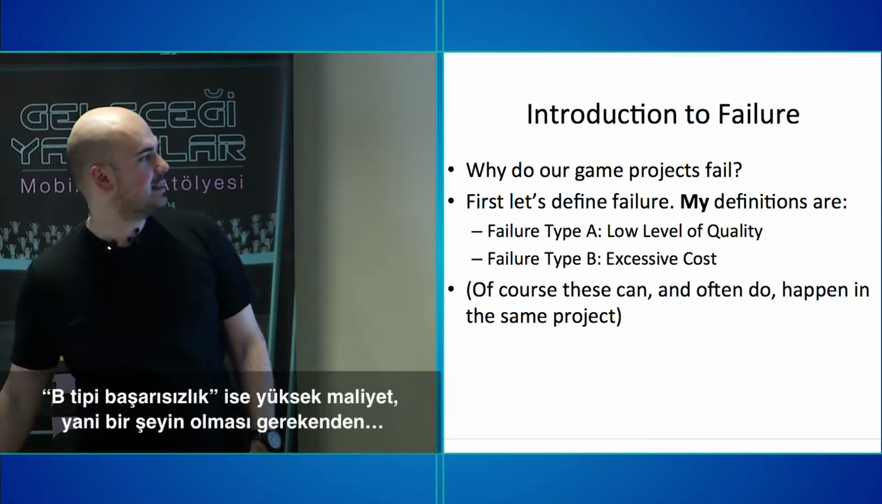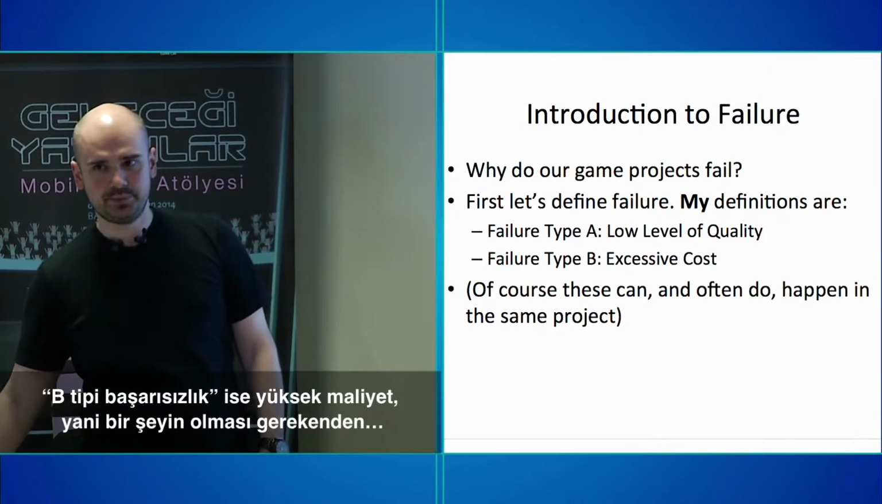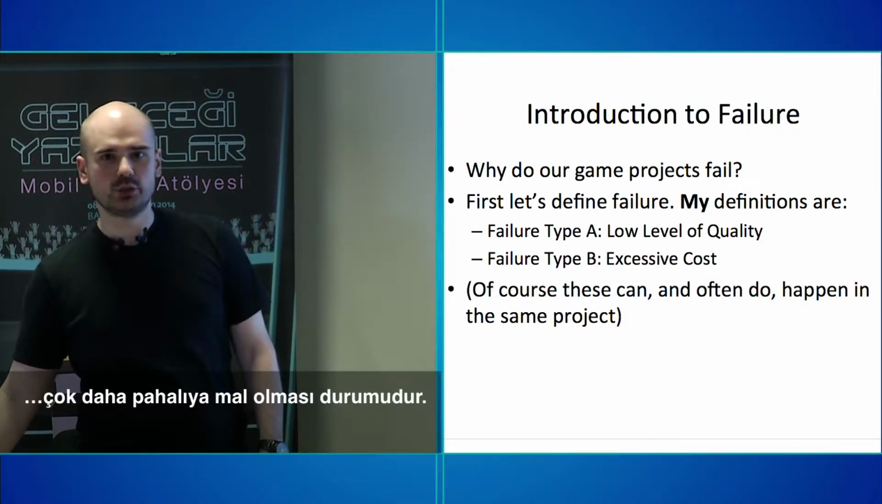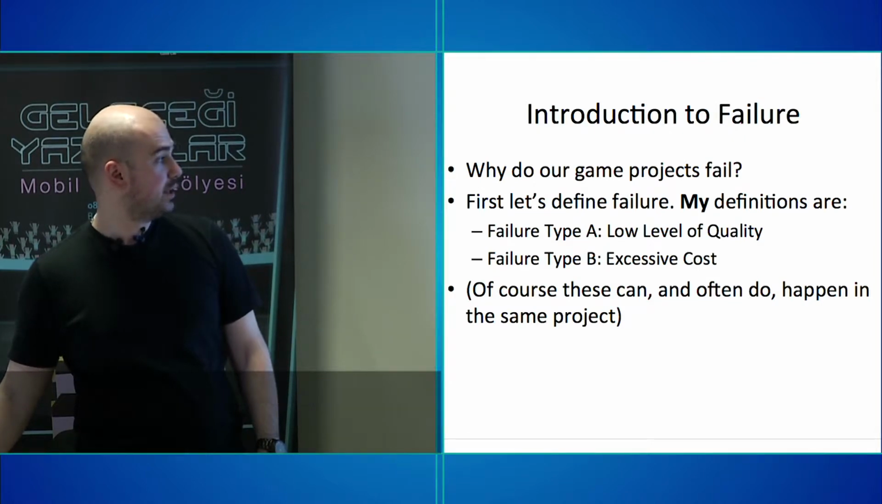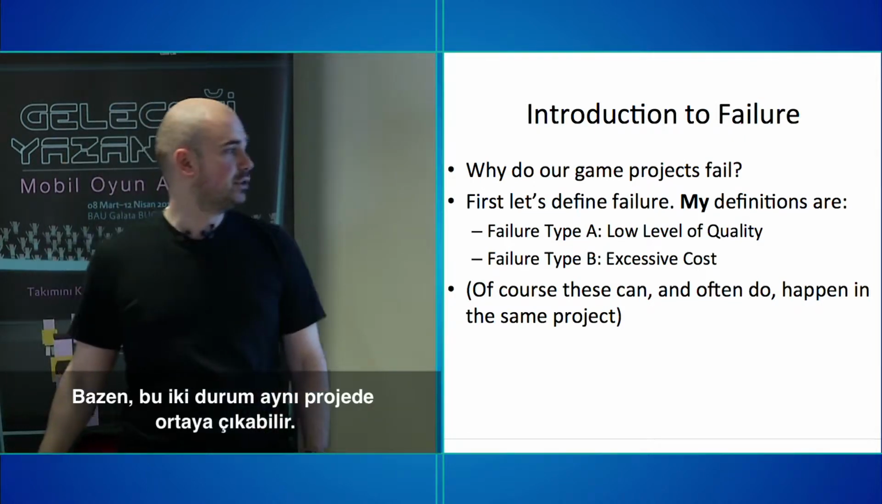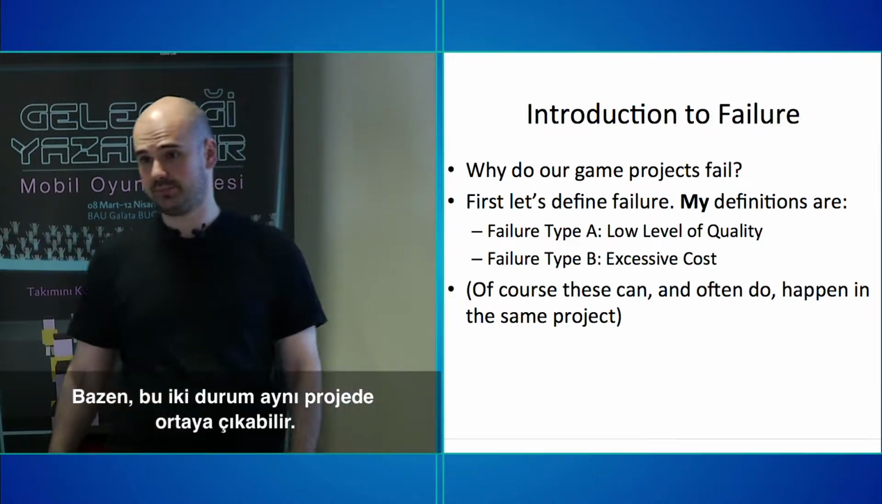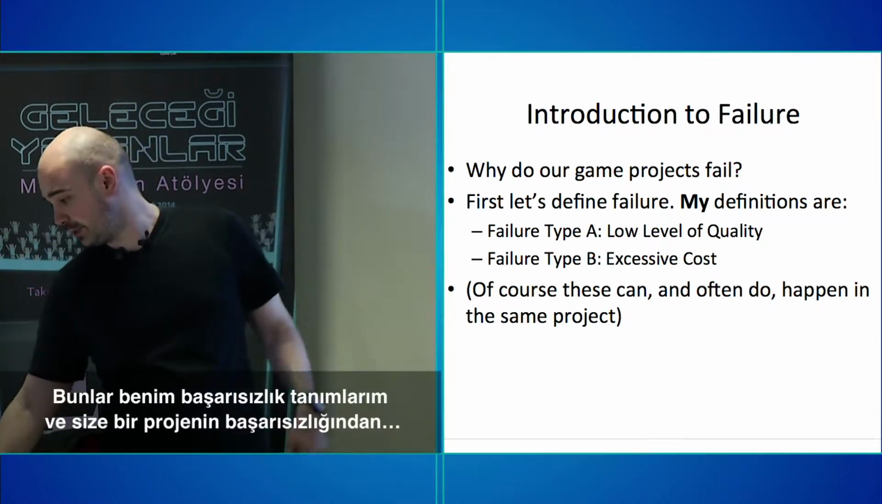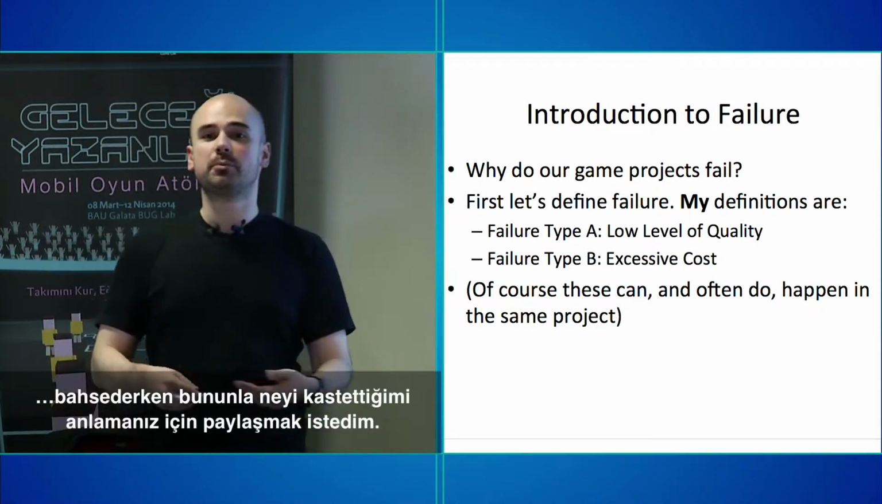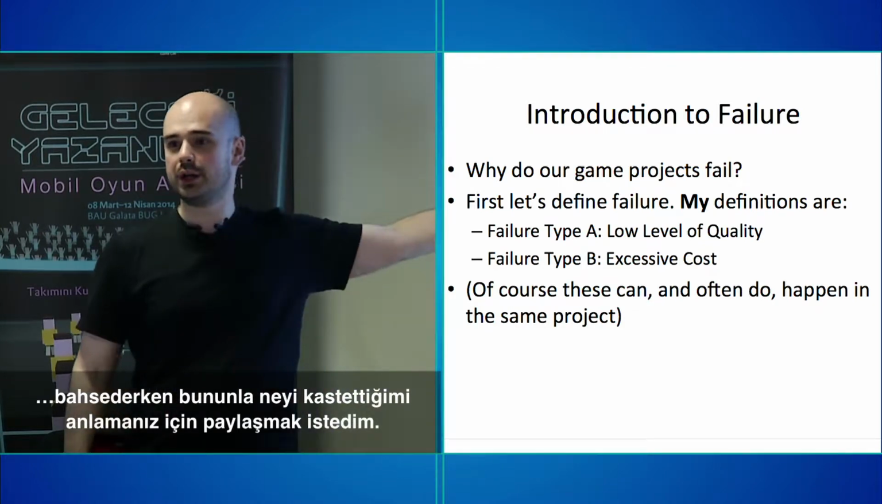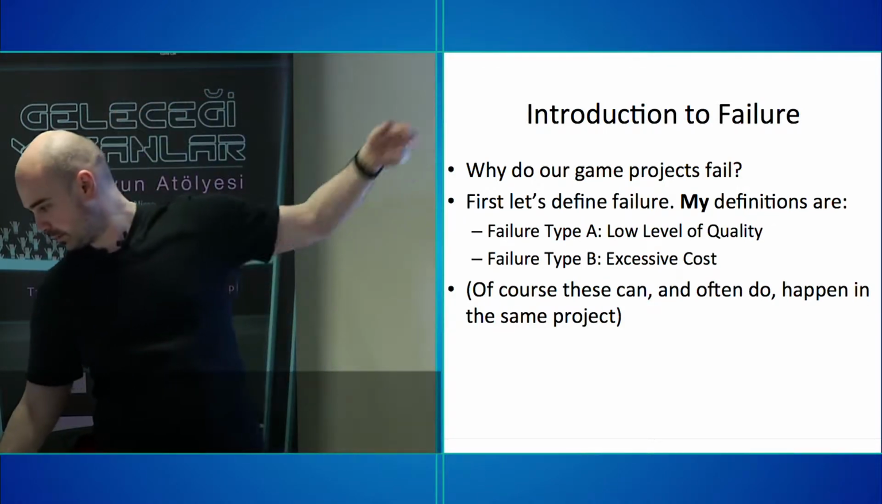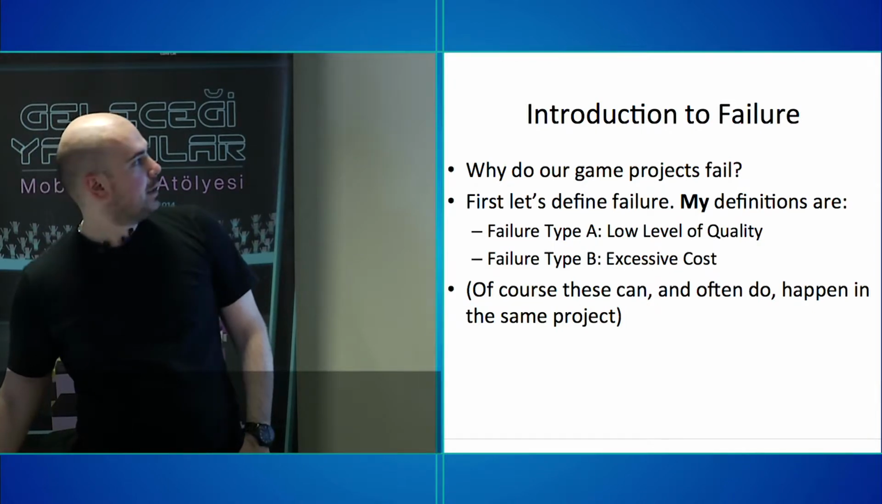Failure type B is excessive cost. Okay, so something cost way, way too much. Now, of course, these can and often do happen in the same project, right? But these are my failure definitions, and I thought it was important that when I talk about a project failing, you know that I mean one or both of these.